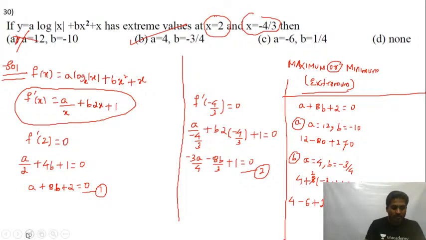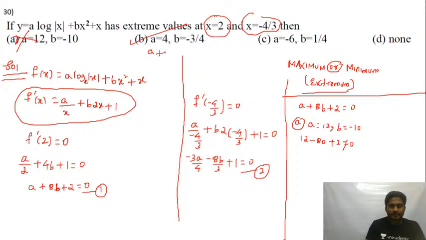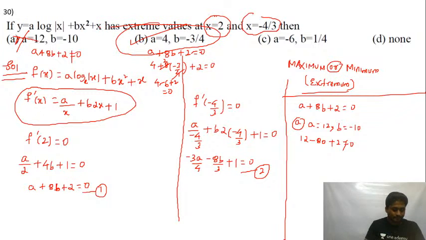There's no space, that's blocking. Let me do it here. Take the second option and then check. This equation is a plus 8b plus 2 is equal to 0. For the first option, a plus 8b plus 2 cannot be 0. This doesn't happen. You understand? But here if I substitute, you will get 4 plus 8 into minus 3 by 4 plus 2 is equal to 0. This will cancel 2 times. You will get 4 minus 6 plus 2 is equal to 0. Obviously this will satisfy. Answer will be option B only. Isn't it, guys? Right, let's move to the next question.